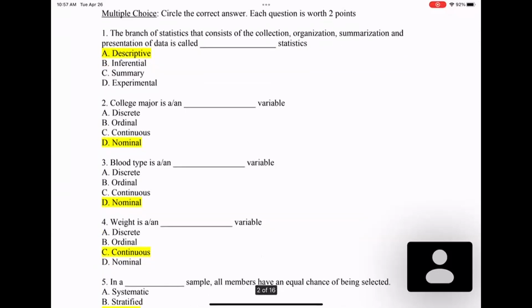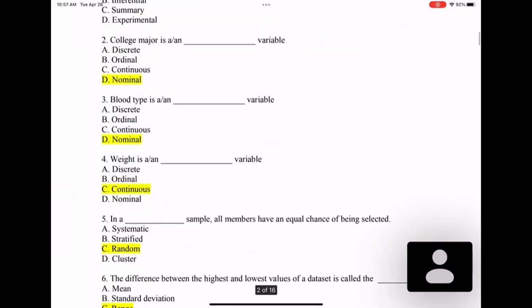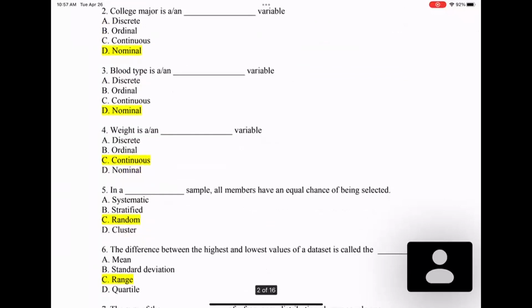Blood type. It's nominal. So there's no order to specific blood types, I guess. I don't think there is. So I'm going to consider it nominal. Weight. That was one of the examples we said for a continuous random variable. It can take on theoretically any weight in between 0 pounds and whatever the highest weight is.